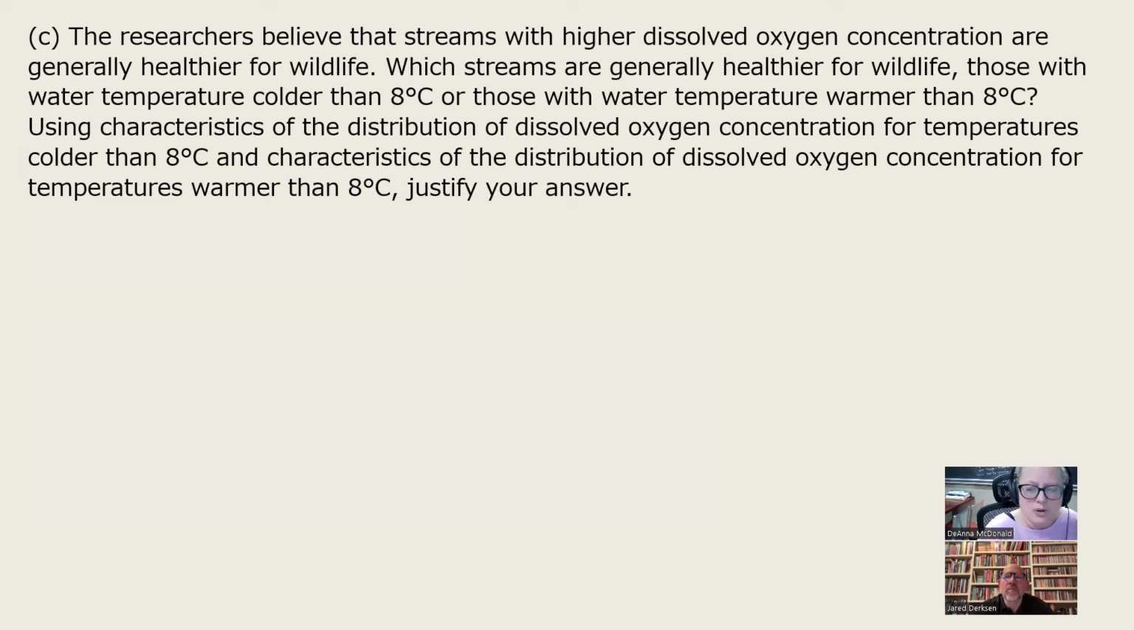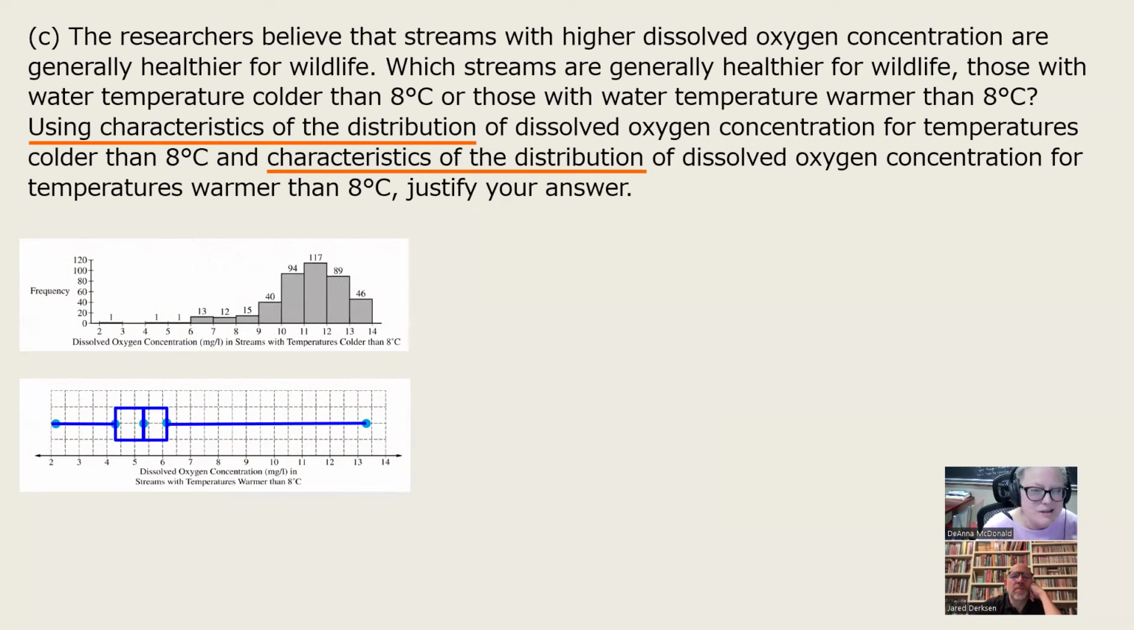So now I want to know, using the characteristics of the distributions of the two different stream sets, which streams generally are healthier? And I want to justify my answer. So again, using the characteristics of the distributions, both distributions. So here's both distributions again. So let me think. It says that generally streams are healthier when they're colder. Okay. Or generally streams with higher dissolved oxygen. Students got confused about this. So back at the very first sentence, it says streams with higher dissolved oxygen concentrates are healthier.